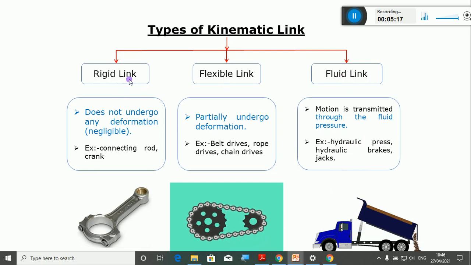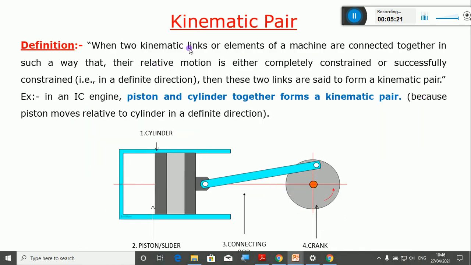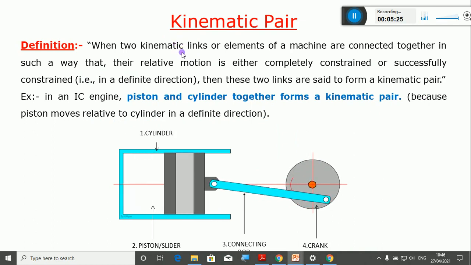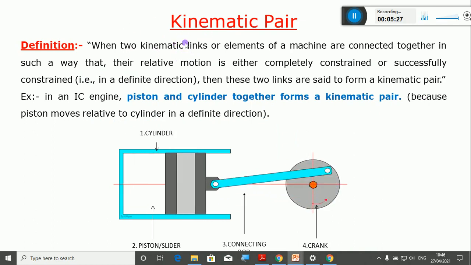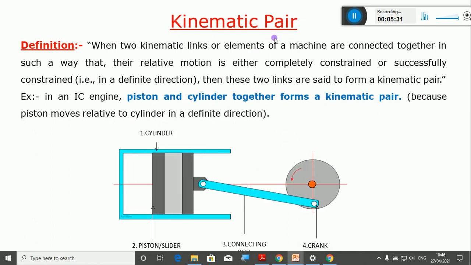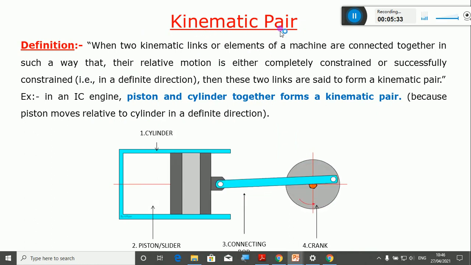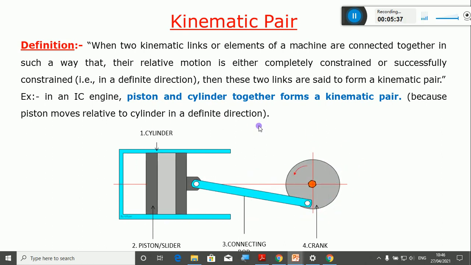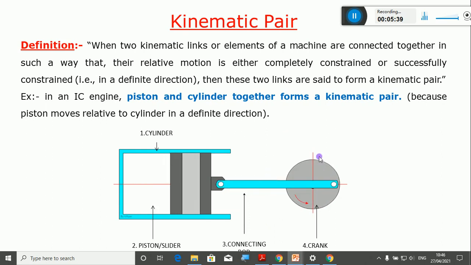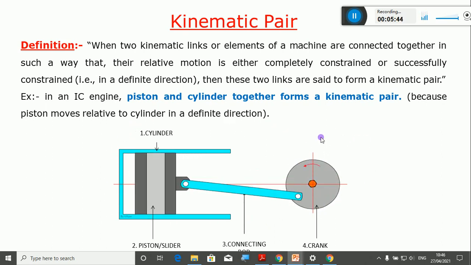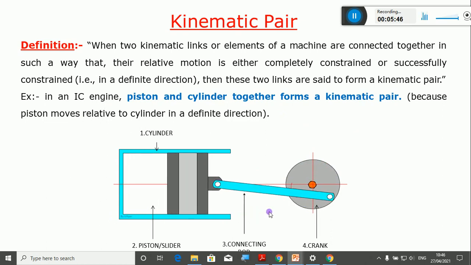This was completed in the previous class, and let me start with the next one. After kinematic links, the next stage of a machine is the kinematic pair. Please note down this heading, kinematic pair. Again, I'll consider a mechanism. This comes under a machine called a bike. If you consider the bike as a machine, under that there are so many mechanisms.